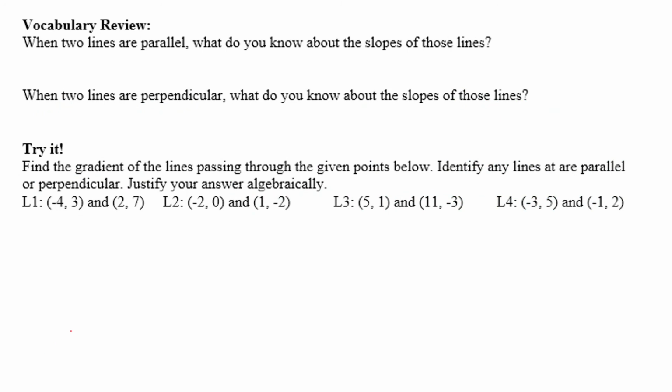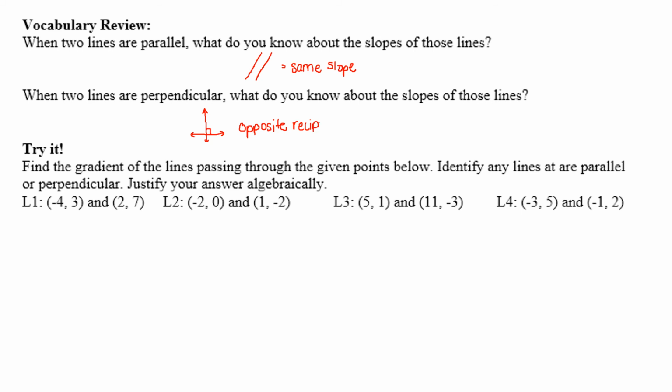So some vocab review in this first section. When 2 lines are parallel, what do we know about the slopes of those lines? Well, what we should remember is that parallel lines never touch. And so looking at these 2 lines, it means they have the same slope. And when I'm looking at perpendicular lines, that means they form a 90-degree angle. What we know about the slopes of those lines is that they are opposite reciprocals.